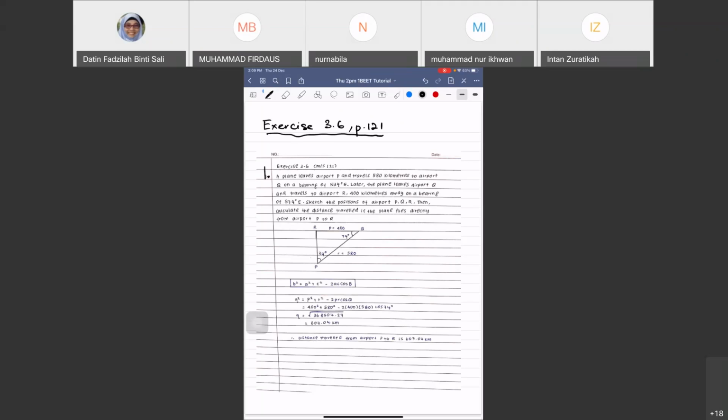A plane leaves airport P and travels 580 kilometers to airport Q on a bearing of north 34 degrees east. Later, the plane leaves airport Q and travels to airport R, 400 kilometers away, on a bearing of south 74 degrees east. Sketch the positions of airports P, Q, and R. Then calculate the distance traveled if the plane flies directly from airport P to R.